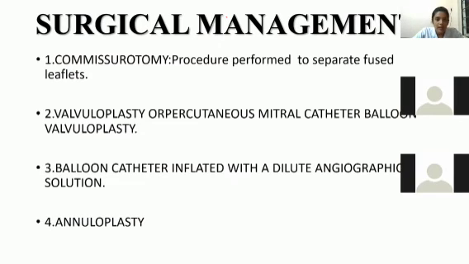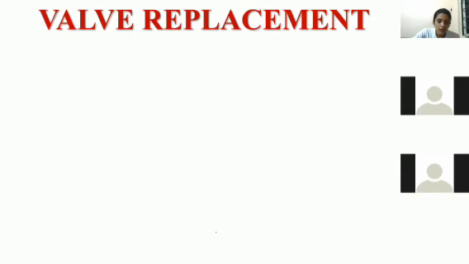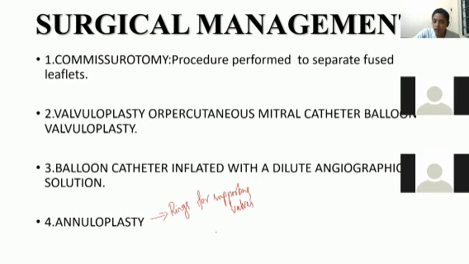Then annuloplasty. We already discussed the annulus in the anatomy, but what is an annulus? Those are the rings for supporting the valves. If the rings are not well, then they cannot provide support to the valve. So for that, annuloplasty will be done. This surgical management is not only for aortic regurgitation; it is for all the valvular disorders.